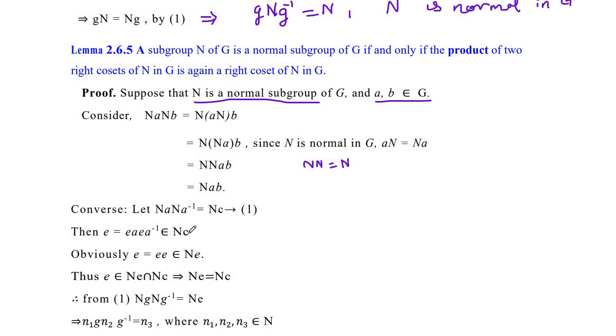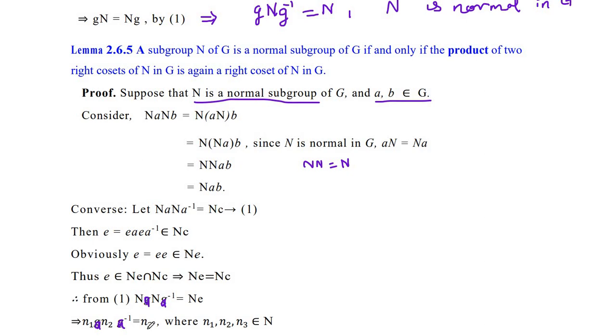So again, like in the previous case, you have in the right cosets Nc and Ne, e to be a common element, but any two right cosets are either disjoint or identical. Here they are not disjoint, so they must be identical. So we have Na inverse to be equal to Ne, or you can even have n1a. A particular case, you have n1a, n2a inverse equals n3.